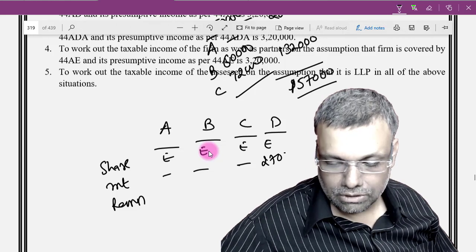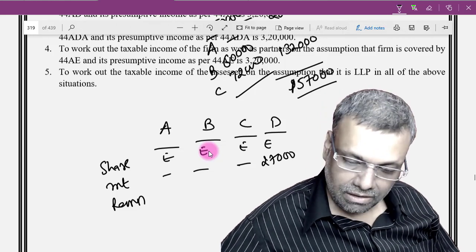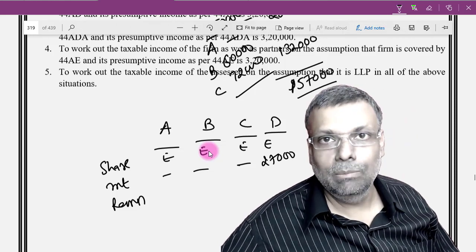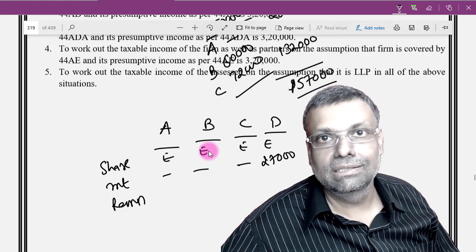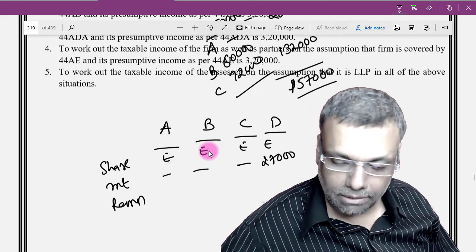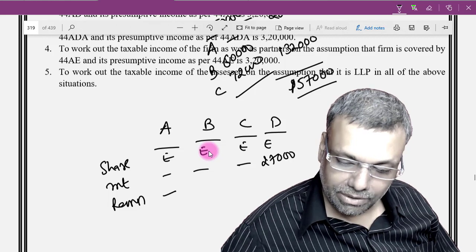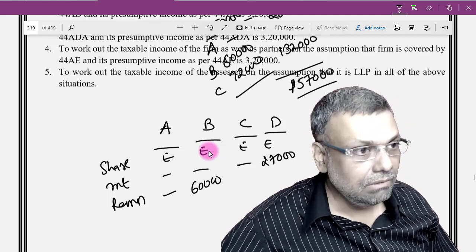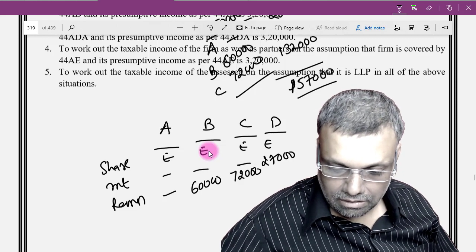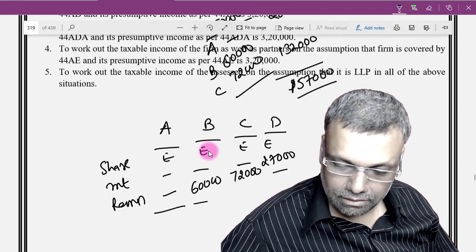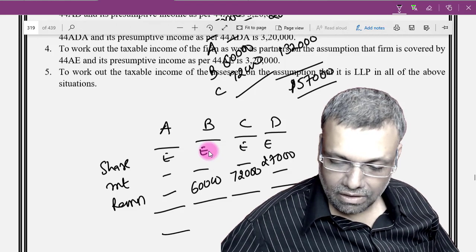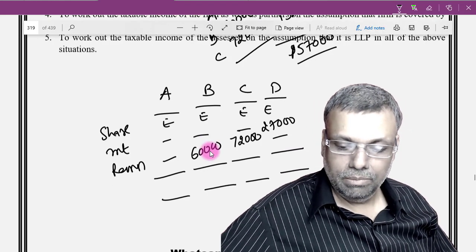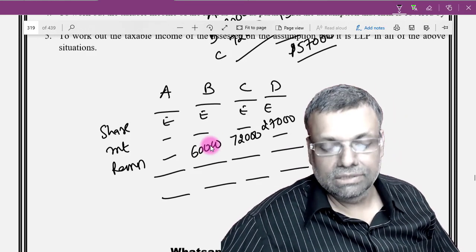So 27,000 will go to Mr. D. Mr. A was taking the remuneration for the books, but under income tax it is not allowed because he was not a working partner. So for A, nothing will be taxable in his personal computation. B will be 60,000. C will be 72,000. Okay, you will take the total of A, B, C, D. This will become the personal computation of the respective partners.